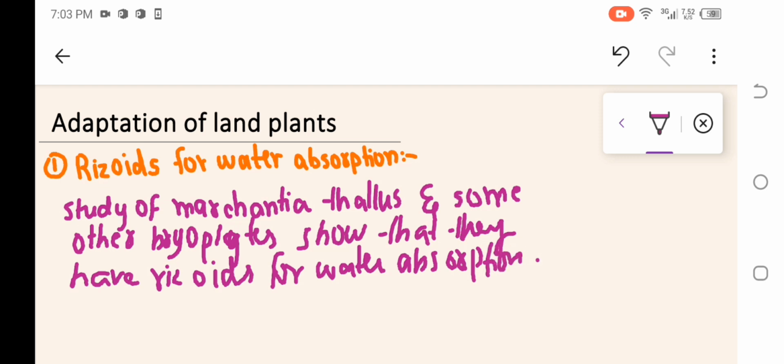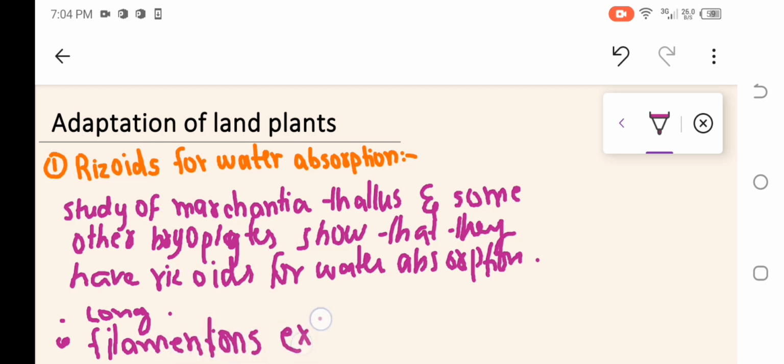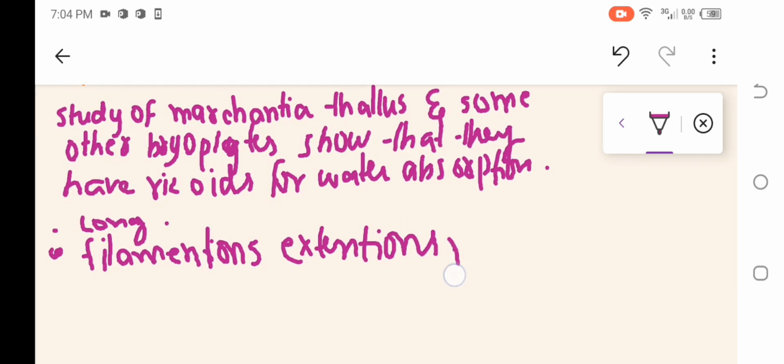What are these? They are long, and they are filamentous extensions. They have thread-like extensions. Extensions are basically the things which come out and extend, okay? These extensions of the cell are on the lower surface of the thallus.